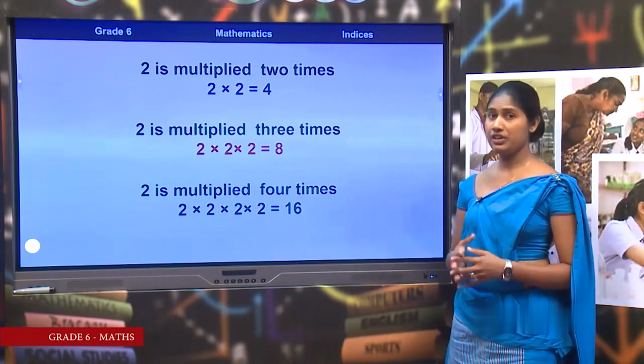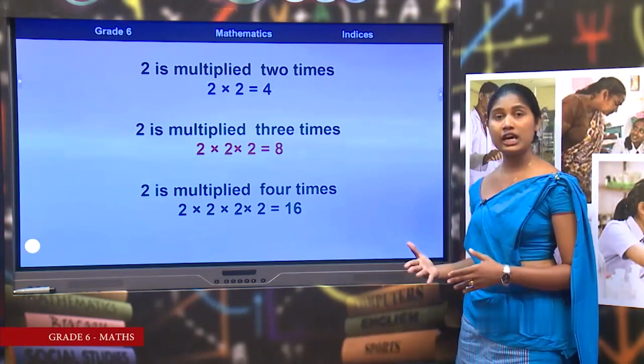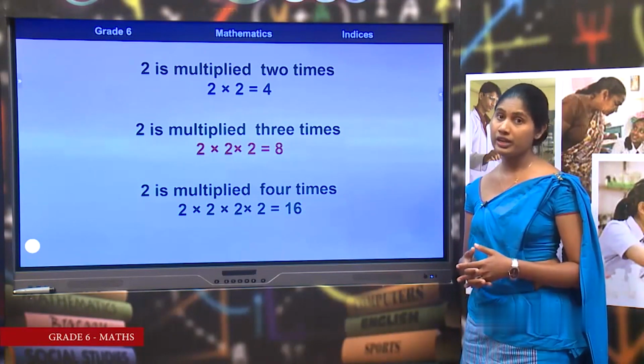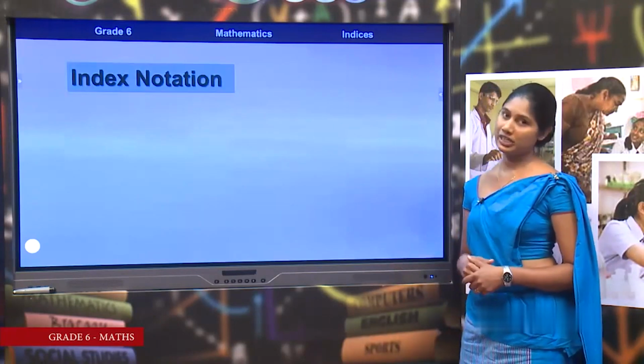When we have to multiply like this several times, 2 many times, it is very inconvenient. When we write it, it is also very inconvenient. So, we can use index notation for that.